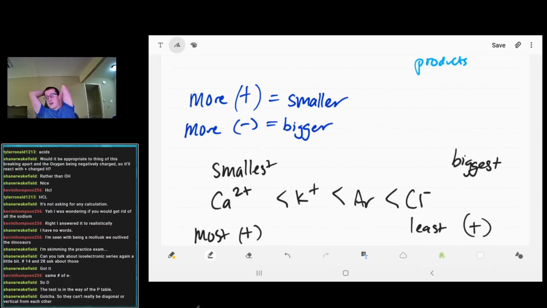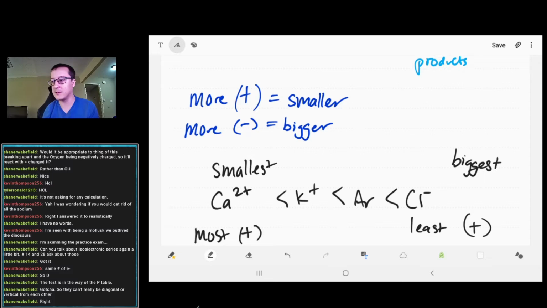Correct. They have to be horizontal, and they have to be charged. So E would also be horizontal, but those are not charged, so they don't have the same number of electrons. So D is correct, but E is the closest wrong answer.